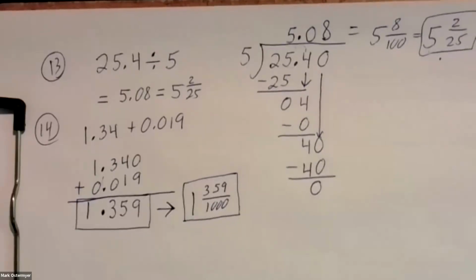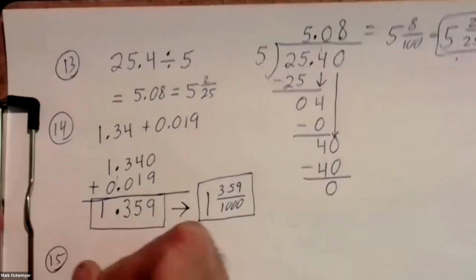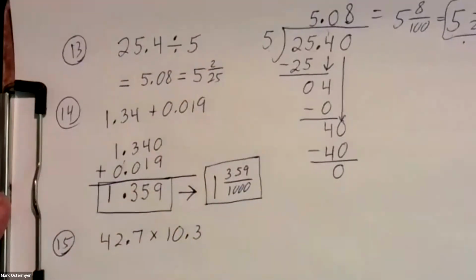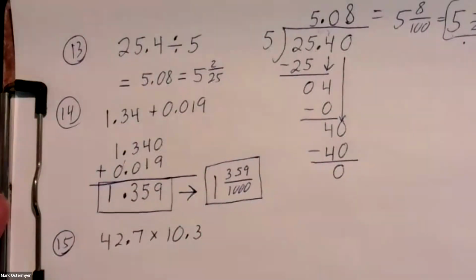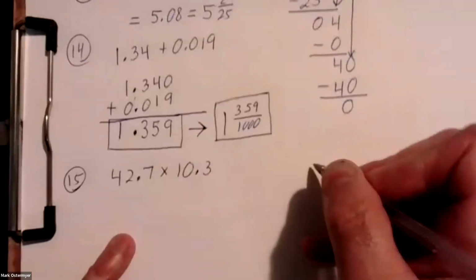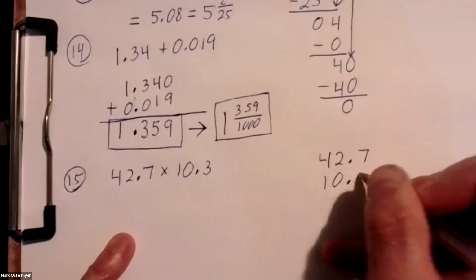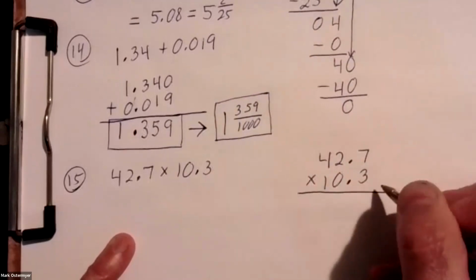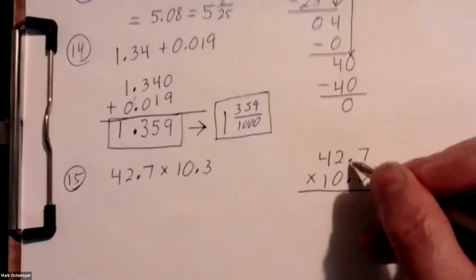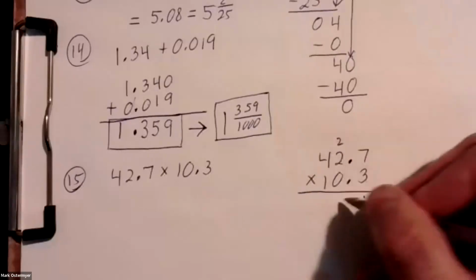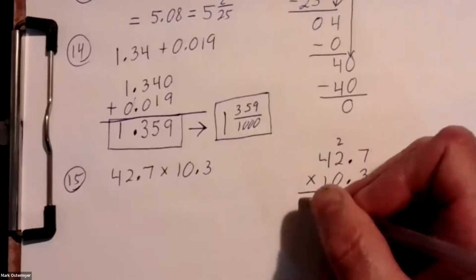And now number 15, they want us to multiply 42.7 times 10.3. Now, to multiply these together, we can do that off to the side of our paper here. And now we can multiply. What's 3 times 7? 21. 3 times 2 is 6 plus 2 is 8. 3 times 4 is 12.